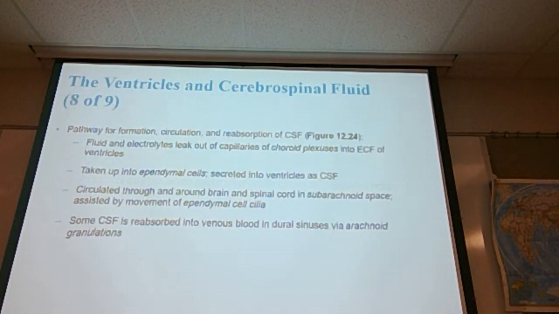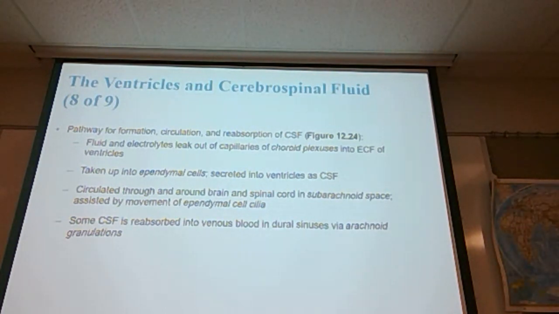The pathway from formation to circulation to reabsorption: the fluid and electrolytes leak out of the capillaries of the choroid plexuses into the extracellular fluid of the ventricles. It's taken up into the ependymal cells. It is then secreted into the ventricles as cerebrospinal fluid, and circulates through and around the brain and spinal cord in the subarachnoid space. The movement is assisted by the cilia found on the ependymal cells.